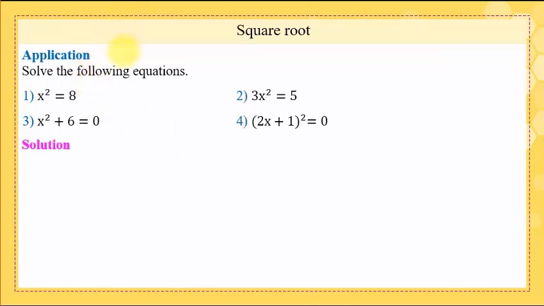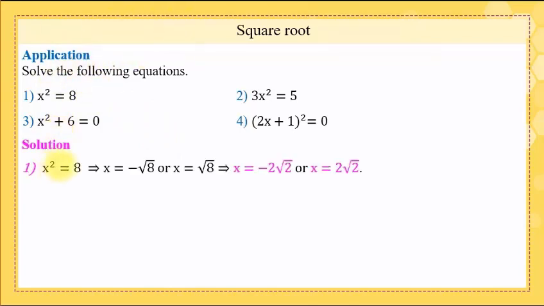Okay, and this is the solution. The first one, x power 2 equals 8. 8 here is positive, so we have two solutions, x equal minus radical 8 or x equal radical 8. Then we simplify radical 8 inside the radical to find x equal minus 2 radical 2 or x equal 2 radical 2.